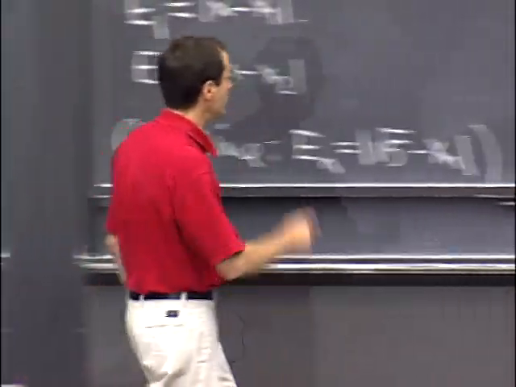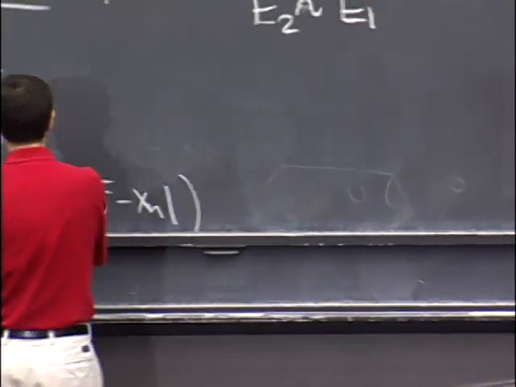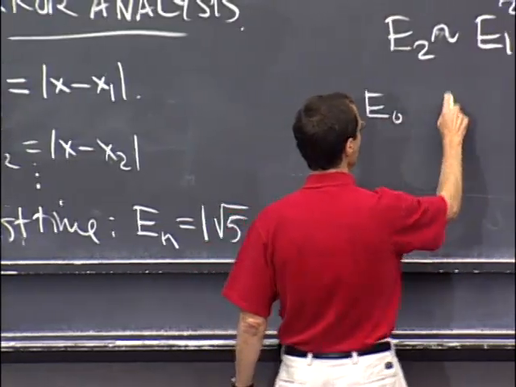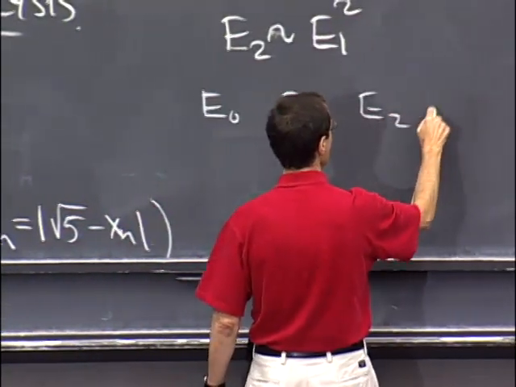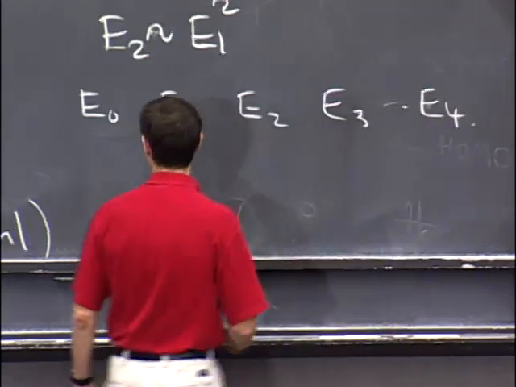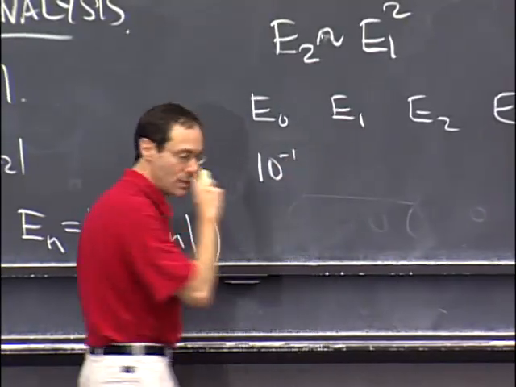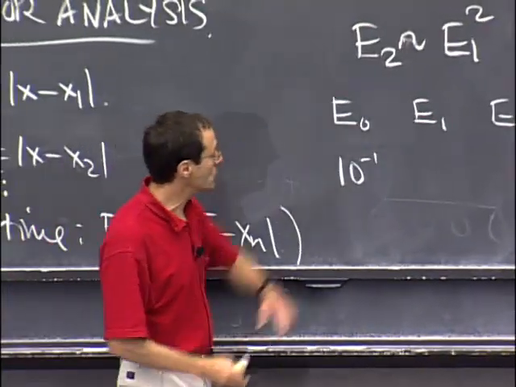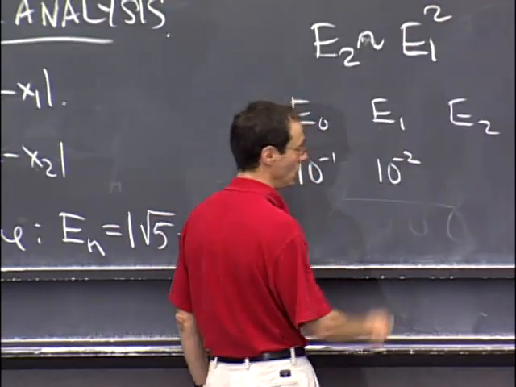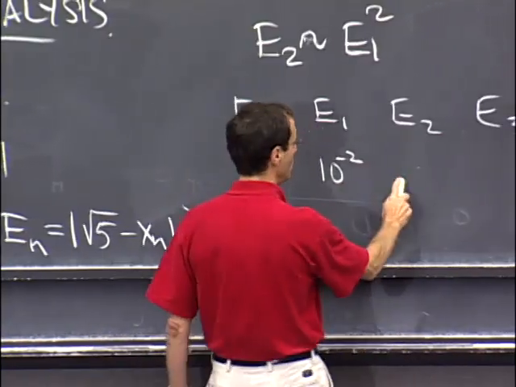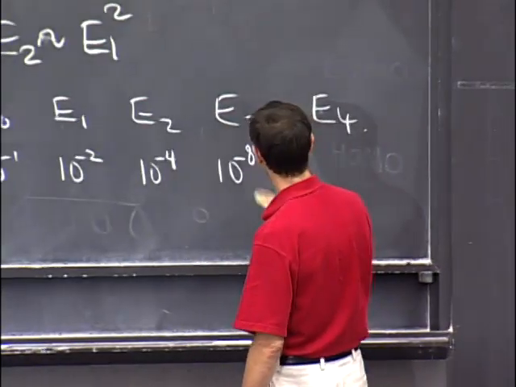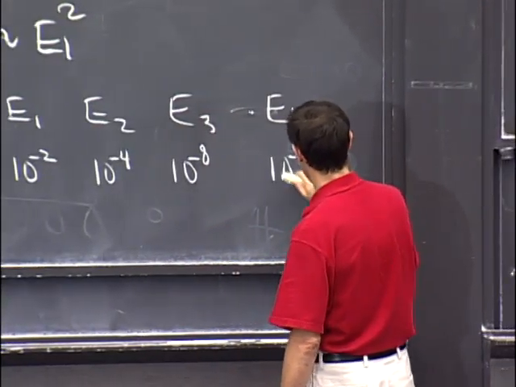And so what that means, thinking from last time, is we had something roughly like this. You have an E0, an E1, an E2, an E3, and so forth. Maybe I'll write down E4 here. Last time, this was about 10 to the minus 1. The expectation based on this rule is that the next error is the square of the previous one, so that's 10 to the minus 2. The next one is the square of the previous one, so that's 10 to the minus 4. The next one is the square of that, 10 to the minus 8th. And this one is 10 to the minus 16th.